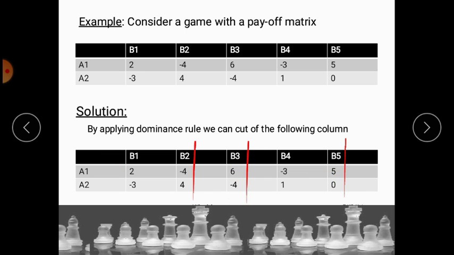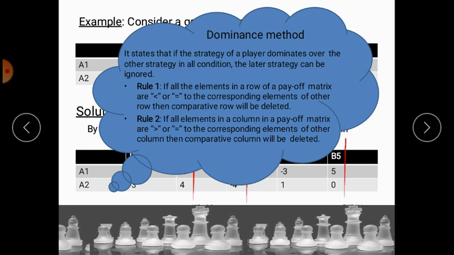0 is the minimum, 5 is the maximum value in this particular column, and this column is also deleted. So we have deleted 3 of the columns, and only B1 and B4 remain. So we have to plot the graph only with respect to columns B1 and B4 with strategies A1 and A2. How? Let's see this.